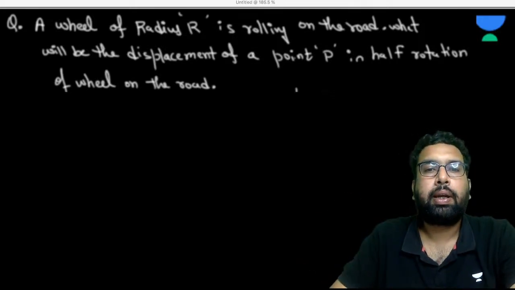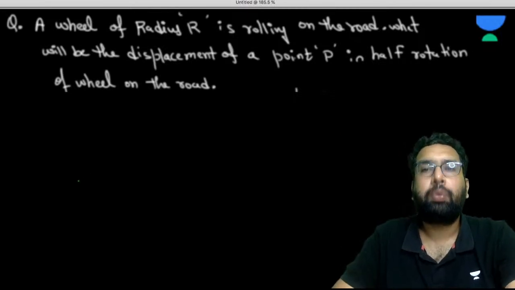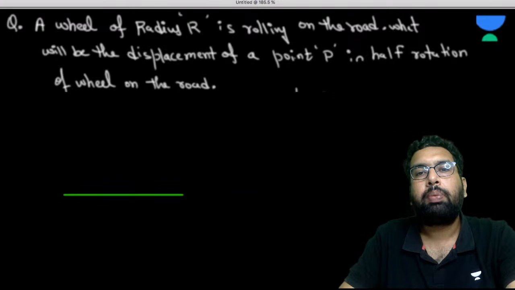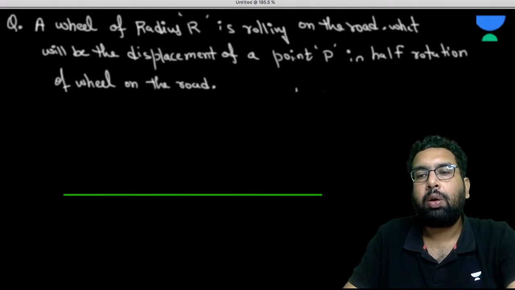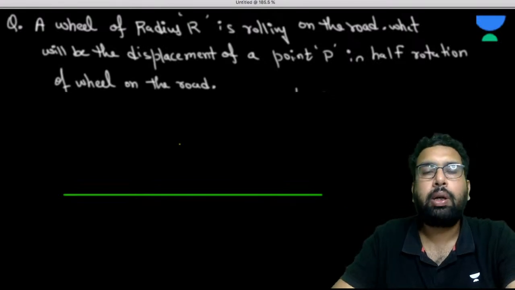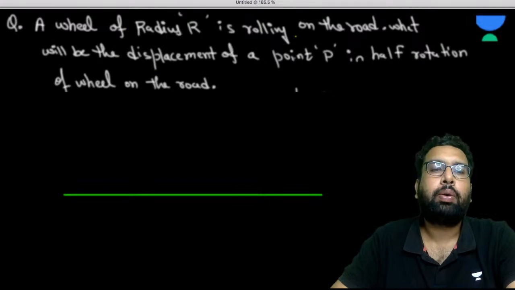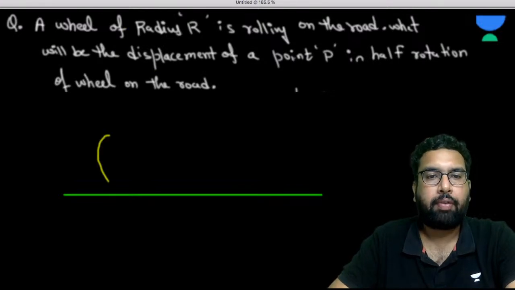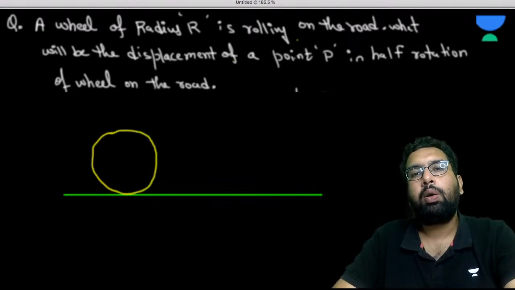So what does this say? It says a wheel of radius r is rolling on the road. What will be the displacement of a point P in half rotation of the wheel on the road? So how do we go about it? A wheel of radius r is rolling on the road. Very well. So we are having a wheel here. Now it is rolling on the road.